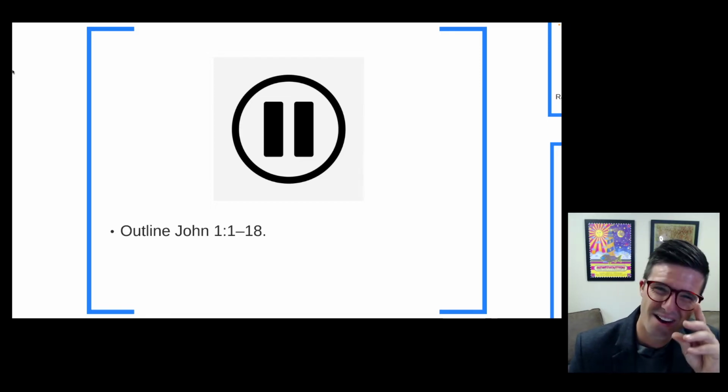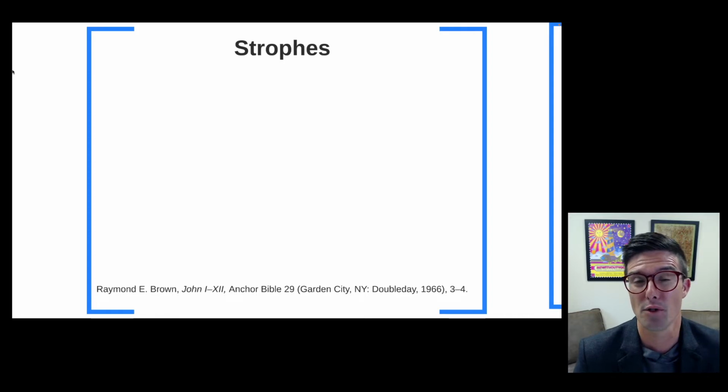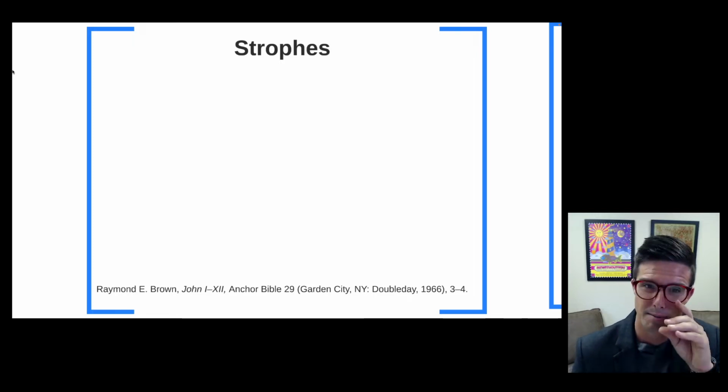All right, now that you have your outline in hand, I'm going to show you the two different ways that the prologue of the Gospel of John is typically thought to be structured. The first one, which continues to be influential whether or not one accepts the structure, is from Raymond Brown in his Anchor Bible commentary, which some of you I know are engaging as your optional commentary for this class.